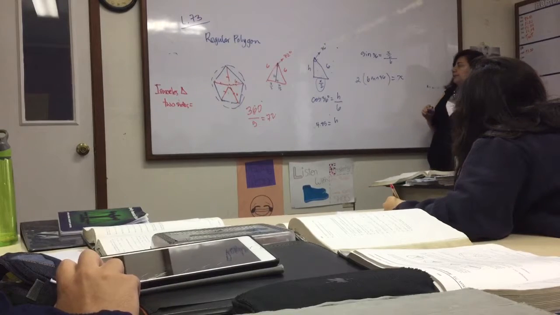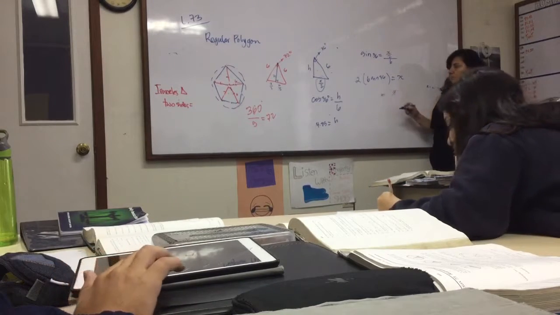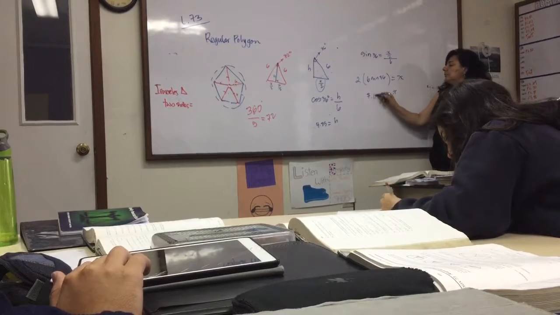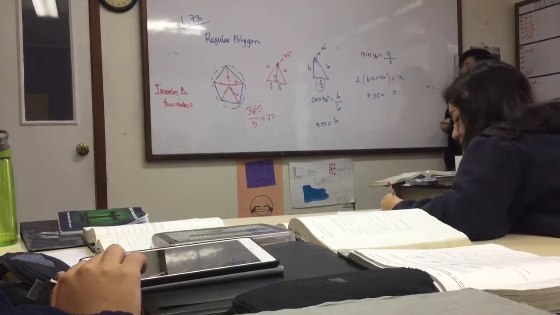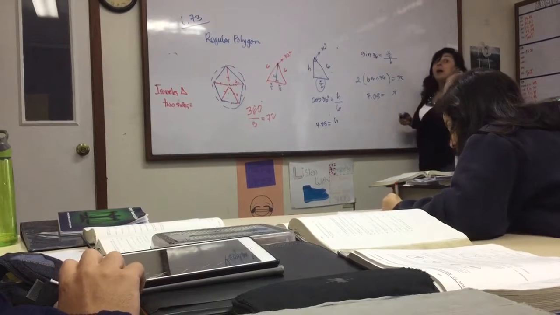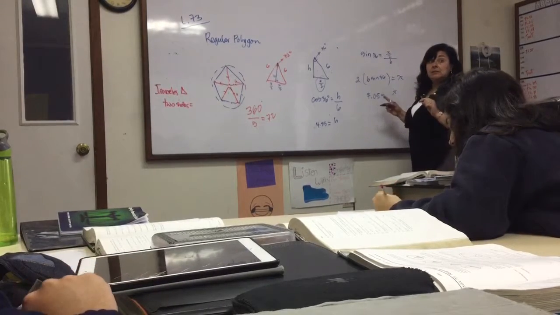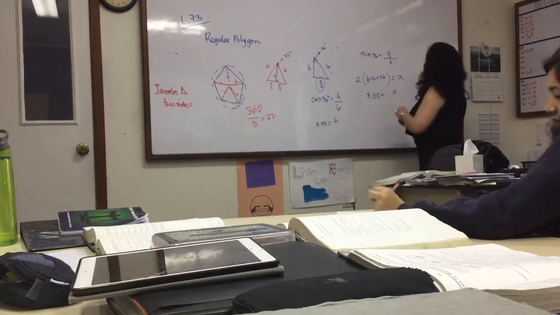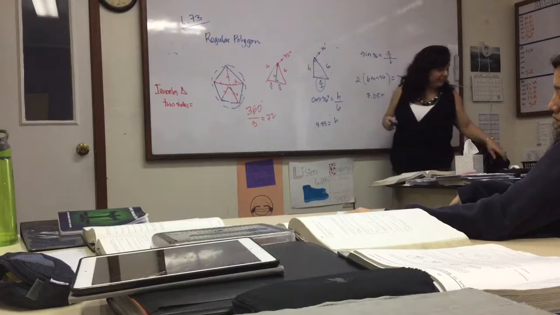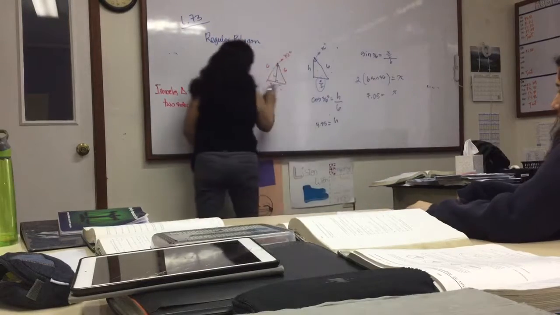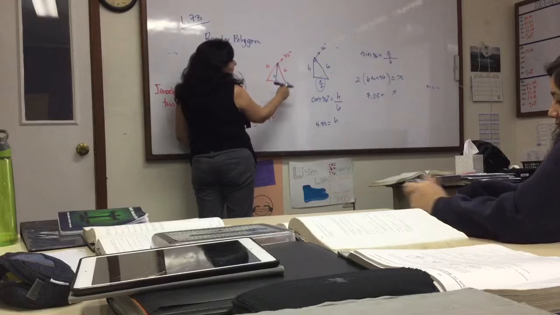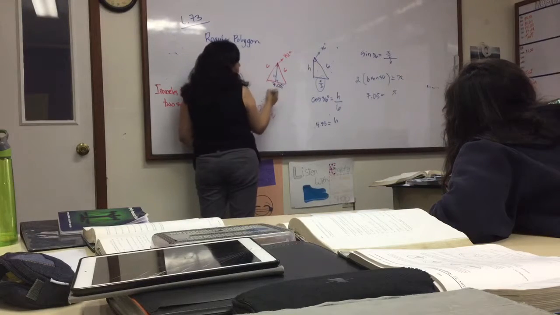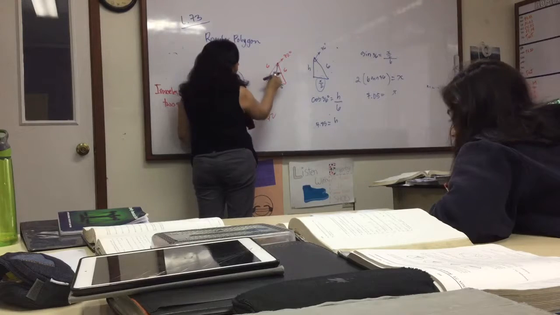How much is x? 7.05. Okay. Did everybody get that? Yeah? We're good. 7.05. So that means that I can go back here and my triangle now, x is 7.05, so all of this is 7.05. And my h is 4.85.